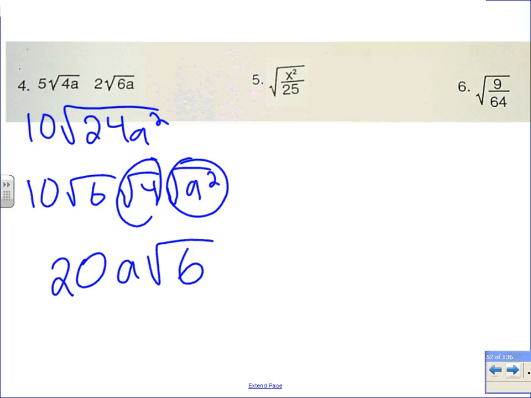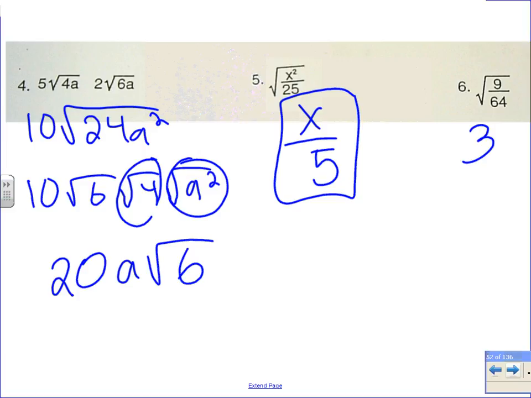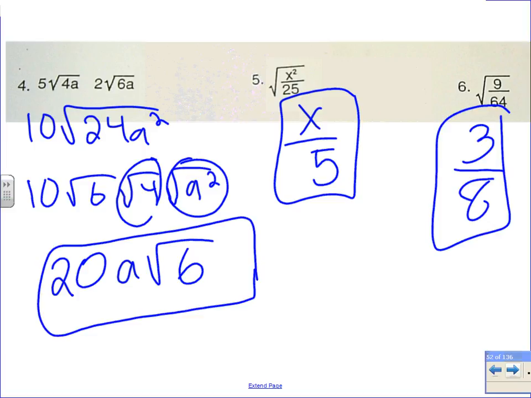Okay. Number 5 is really easy. What's the answer? Really easy. Jordan. Good. X over 5. Number 6 is also really easy. Abigail, what's the answer? Good. 3 over 8. Very, very easy. Questions on those 3?